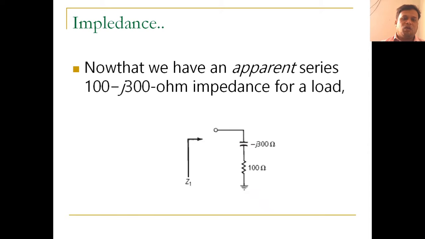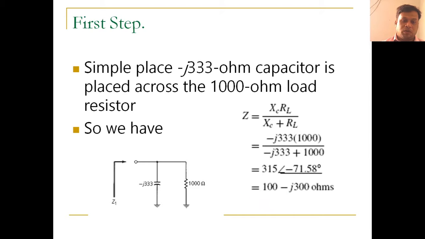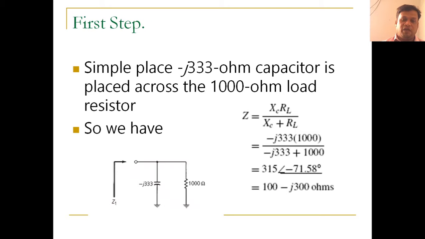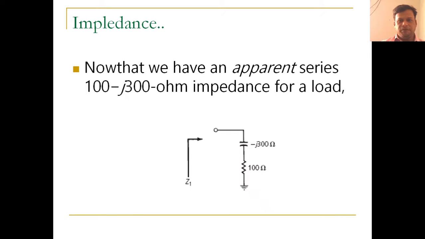Now we have an apparent series 100 minus J300 ohms impedance for a load. So instead of R, we are keeping minus J300 and 100 ohms, that is, 100 minus J300 ohms, as from the equation Z is equal to 100 minus J300 ohms. We will draw the branch for it. In this branch we see minus J300 and 100 ohms, that is Z1.